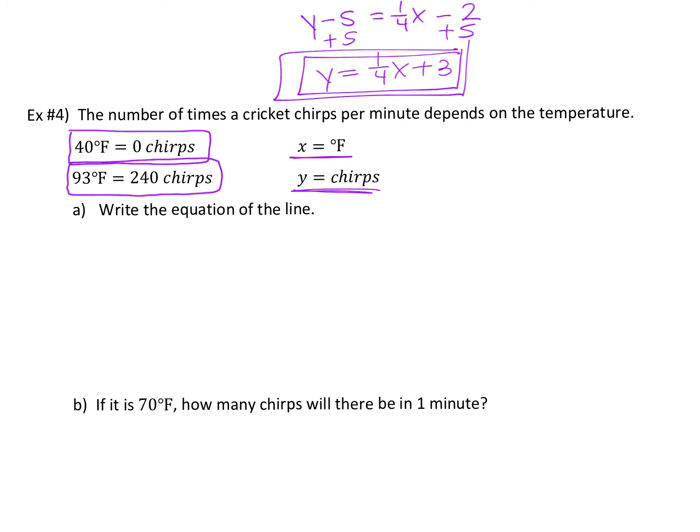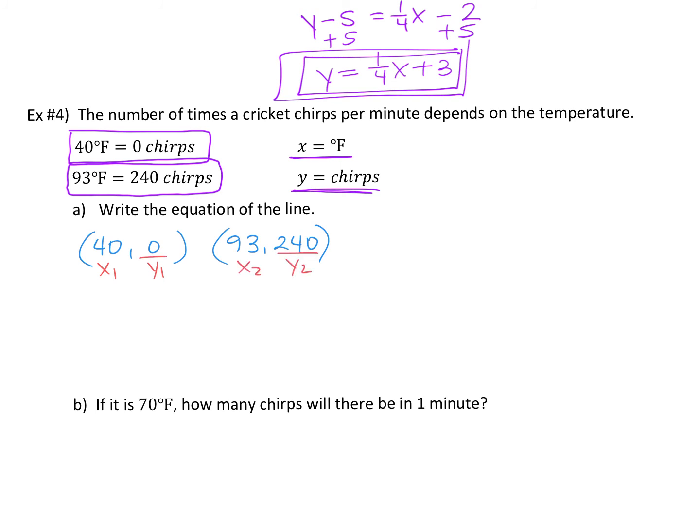Anyone see how you have to set this up? If X is degrees Fahrenheit and Y is chirps, what are your 2 points that we have? 40, 0, 93, and 240. Yeah, 40, 0 is 1 point. 93 and 240 is the other point, right? So you need to turn that data into coordinates. And now it's the exact same problem we've been doing, right? What do you find first? The slope. So we're going to do x1, y1, and x2, y2, and find the slope of that line.